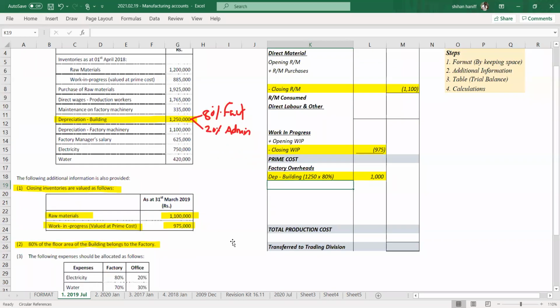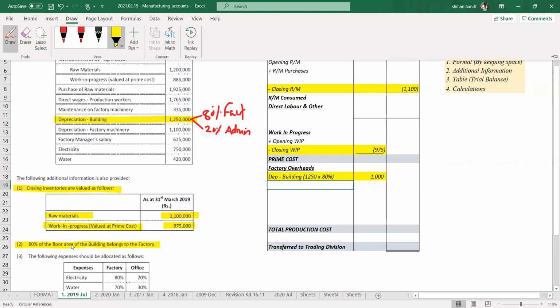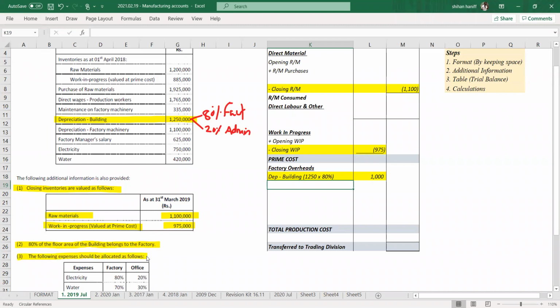Then we have expenses. The following expenses should be allocated as follows. From the electricity, 80% to the factory. We take only the factory. Water, 70% to the factory. So electricity and water: electricity only 80% will be taken, and water only 70% will be taken to the manufacturing account.